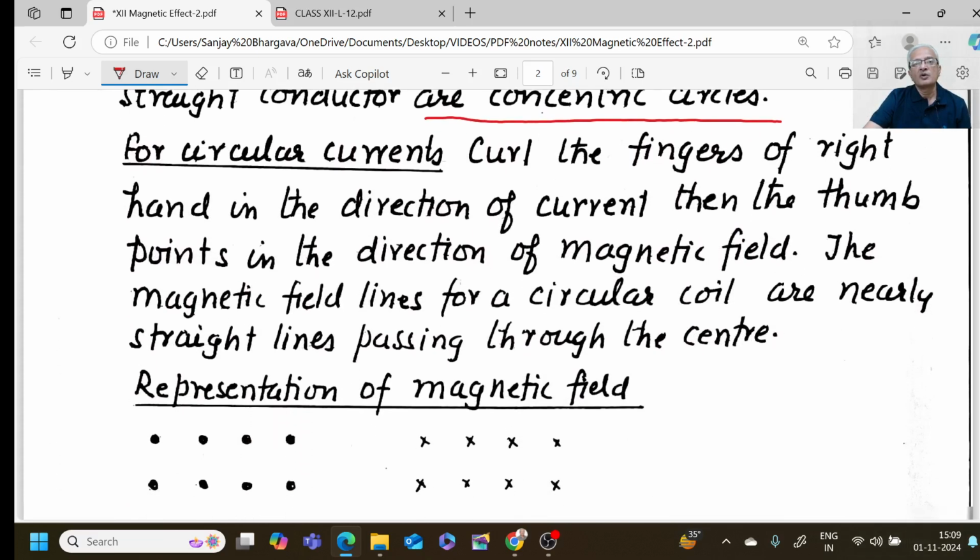Now we may have circular or closed currents. Curl the fingers of the right hand in the direction of current, then the thumb points in the direction of magnetic field. The magnetic field lines for a circular coil are nearly straight lines passing through the center.